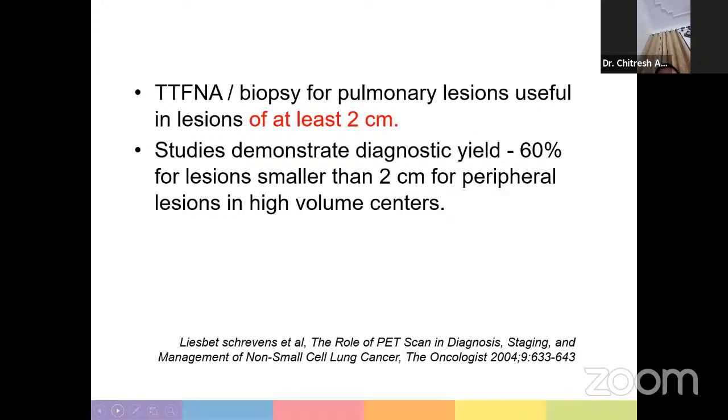So a TFNA biopsy for pulmonary lesions is useful in lesions of at least 2 centimeters. And these studies demonstrate a diagnostic yield of near 60% for lesions which are smaller than 2 centimeters, for peripheral lesions at high volume centers. Next slide.